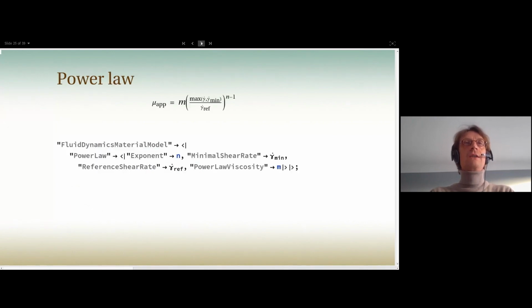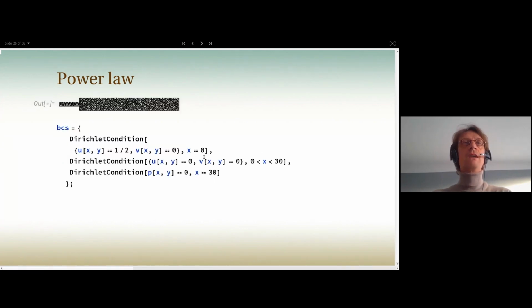Right. As an example, I have a power law flow. Here the apparent viscosity is some formula. The details are not really relevant now. The way to specify this is then a fluid dynamics material model. For the power law, you specify the exponent, minimal shear rate, and all these different parameters that these material models have. That's the way you specify them. In this example, I have a pipe that's opening, becoming a bit wider. On the left-hand side, we'll have an inflow, and on the right-hand side, an outflow, and the rest is all a wall condition.